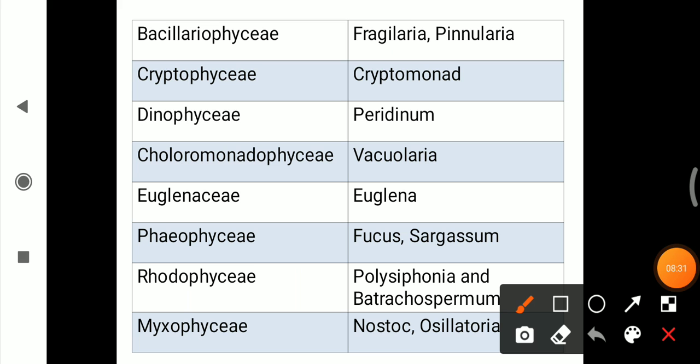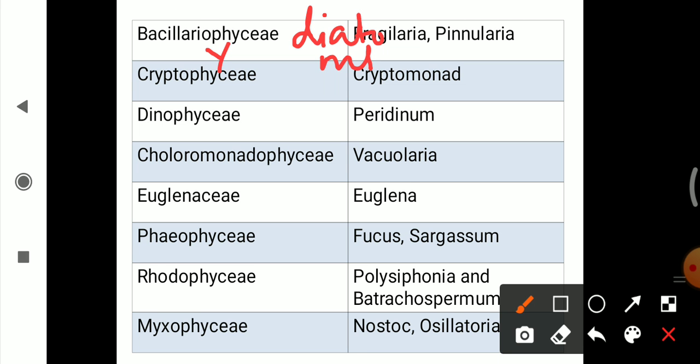Now the fourth class, that is Bacillariophyceae, which is mostly the unicellular diatoms. And they are mostly yellow or golden brown in color.